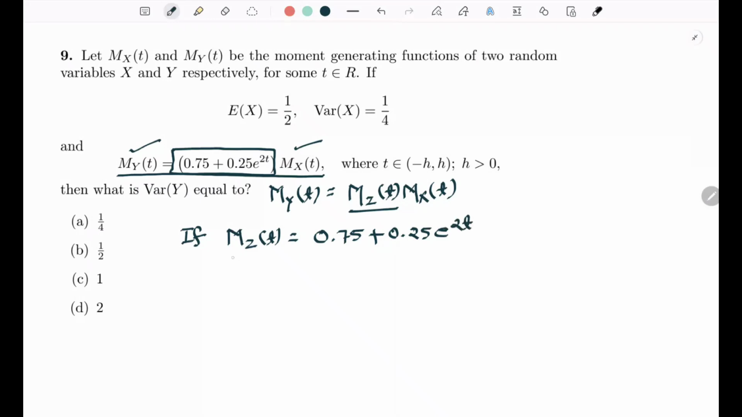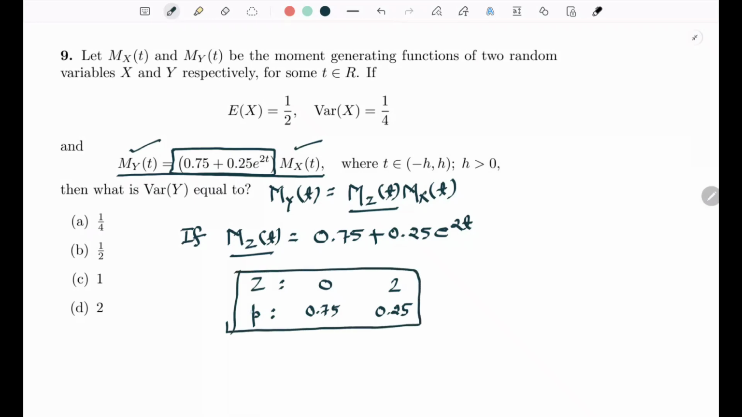So what kind of variable is Z here? If we define Z as this one, suppose Z is taking two values, 0 and 2. And what are the probabilities? Suppose the probabilities are 0.75 and 0.25. So this is a valid probability distribution. Why? Because the sum of probabilities is equal to 1.